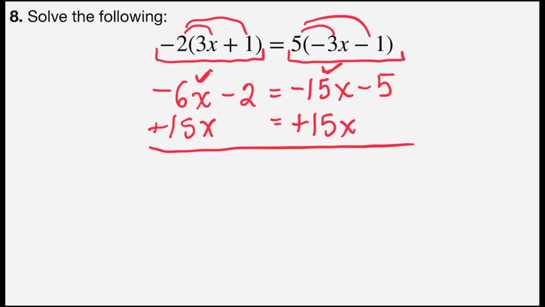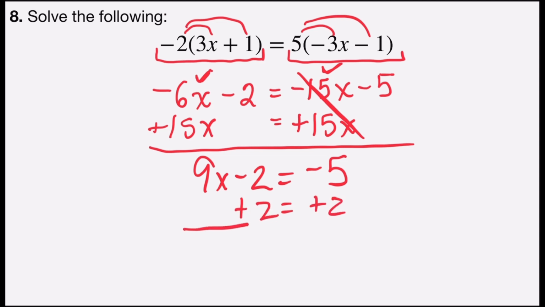So if I add 15x to both sides, negative 6x plus 15x is 9x minus 2 equals negative 15x plus 15x is 0. 0 minus 5 is negative 5. And now I'm down to my last two steps. To isolate the 9x, I'm going to add 2 to both sides. Negative 2 plus 2 is 0. 0 plus 9x is 9x. And negative 5 plus 2 is negative 3.